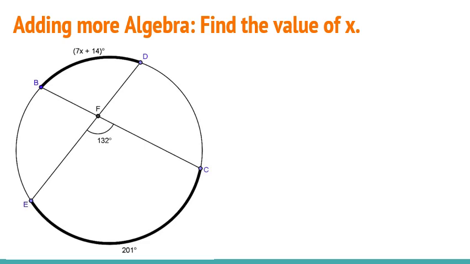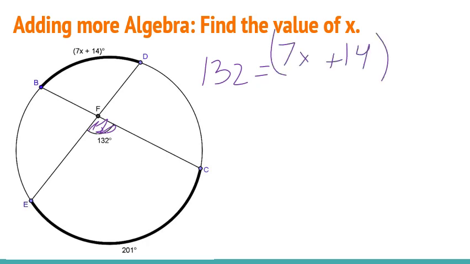Okay, last one we're going to do today. As you can see, we're just adding more algebra, but this is why you want to be able to set up algebraically. If you can set it up algebraically, you can solve any problem. So we're going to start the same way. 132, that's our angle that's being formed by the intersection, is going to be 7x plus 14, that's our first arc, plus 201 divided by 2.